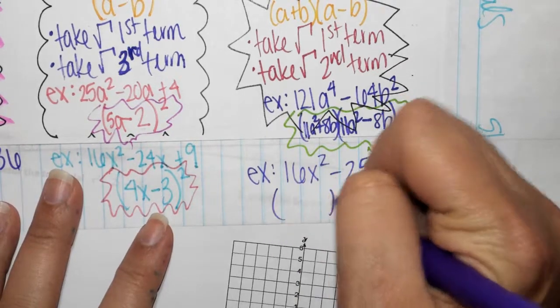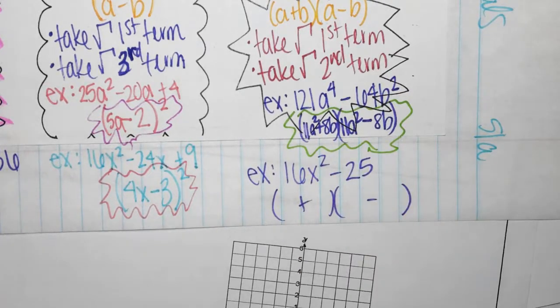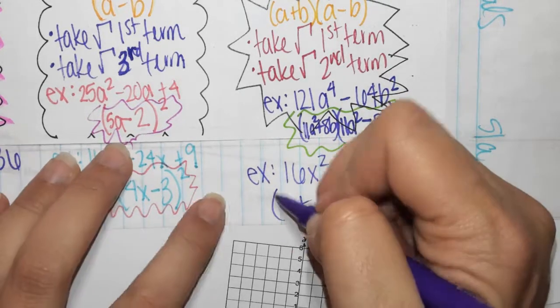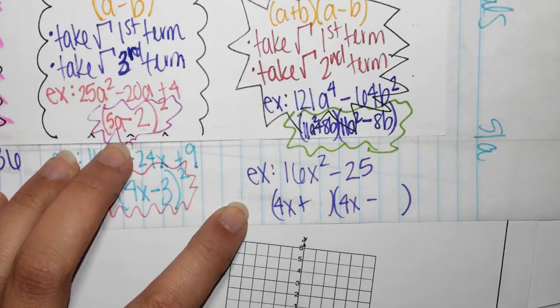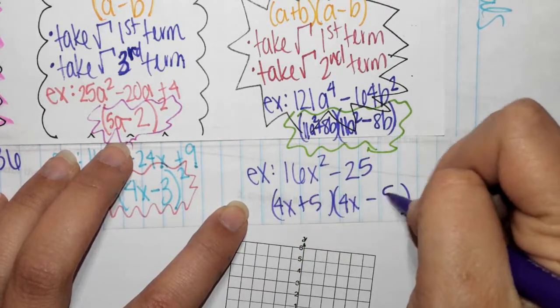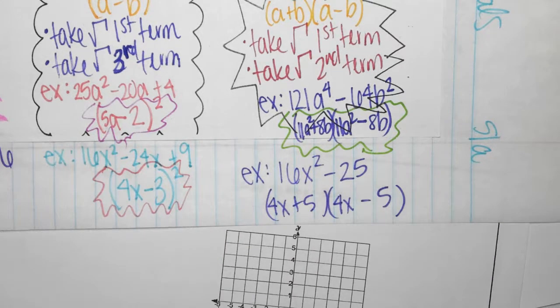Put a plus, put a minus. What is the square root of 16x squared? 4x. And what's the square root of 25? 5. Do you see how what's in my parentheses matches on both? That's how you know you did it right. Minus 5.